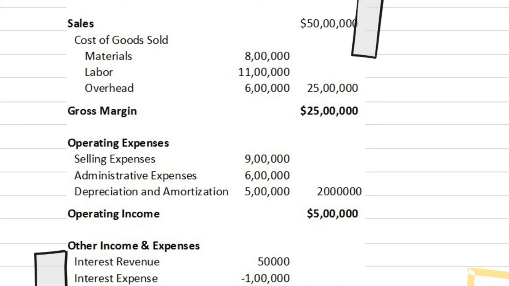Now sometimes cost of goods sold is already written. Okay, so they will just tell you that cost of goods sold is this. However, that's not the case every time. Sometimes you have to write it. For example, over here there are three things given: material, labor, overhead. You added all three things and you got cost of goods sold, which is 25, and then you subtracted this from sales. Alright, so you got gross margin.